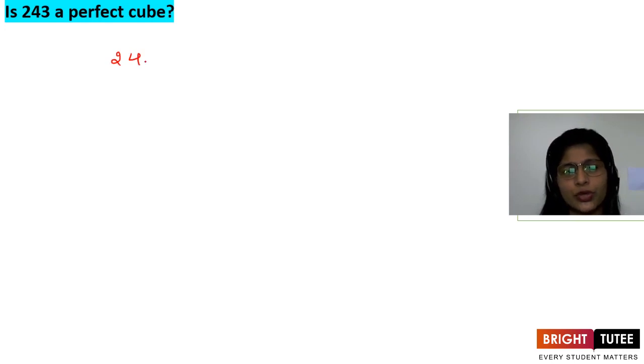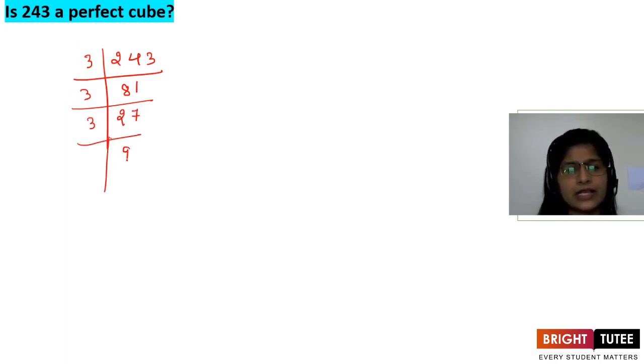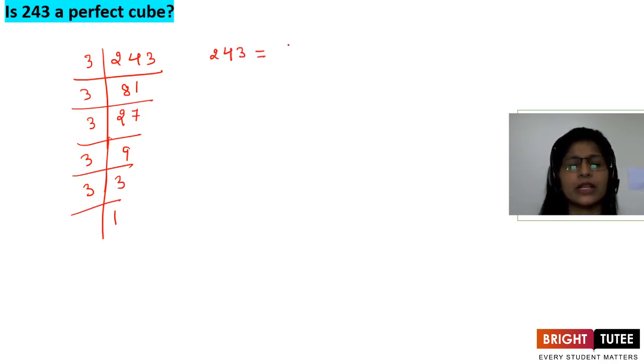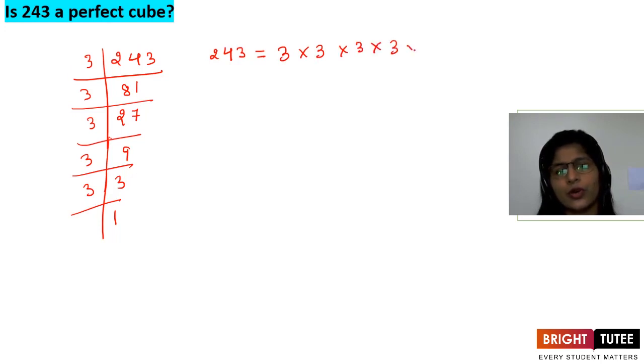So 243, is it divisible by 2? No. Let's start with 3. 3 eights are 24, 3 ones are 3. Now again, 3 twos are 6, 3 sevens are 21. Again, 3 threes are 9, 3 threes are 9, 3 ones are 3. Just see, 243 is expressed as how many times 3? 5 times: 1, 2, 3, 4 and 5. We have 5 threes.